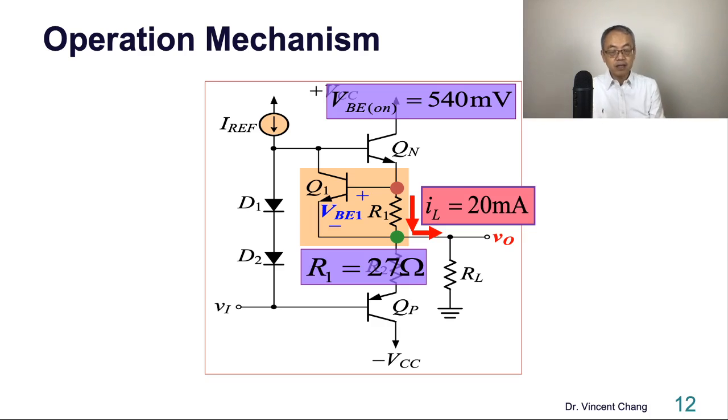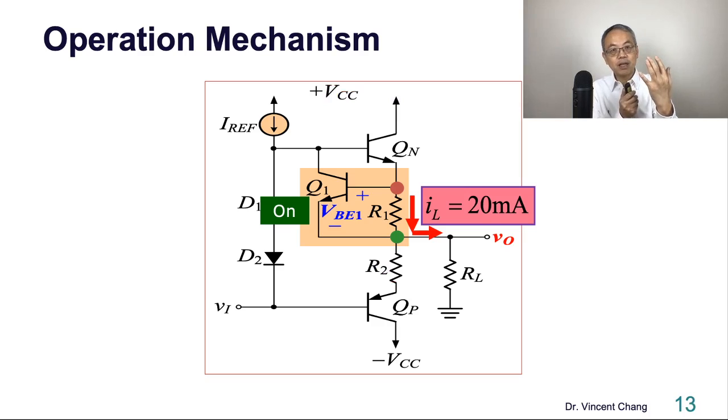It's 540. Turn on. So suddenly, all of a sudden, the transistor is on. And then what? The Q1 turns on. Wake up. And then what? Then locked. The current is locked. Why? The current is fixed at 20 milliamp.